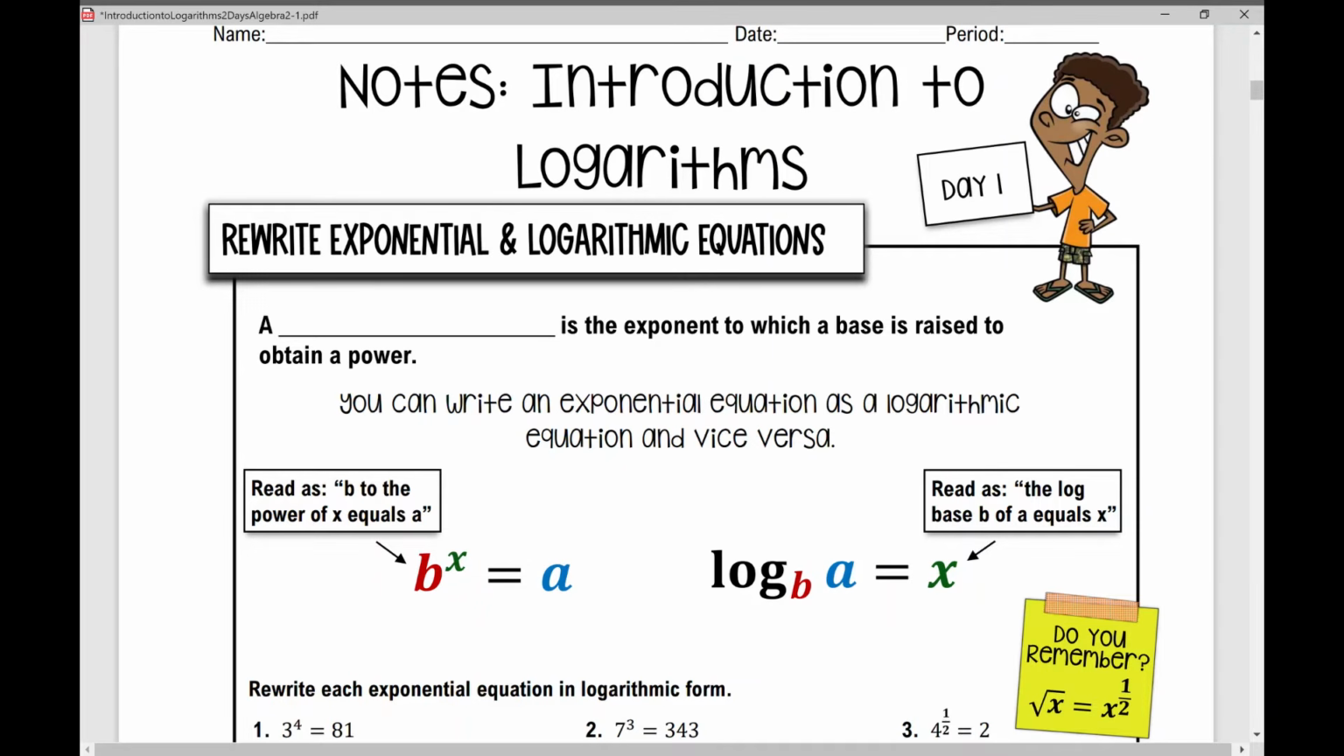Let's get started on today's notes over an introduction to logarithms. So what is a logarithm? A logarithm, that's how you spell it, is the exponent to which a base is raised to obtain a power. So the log is the exponent. That's what I like to say. The log is the exponent.